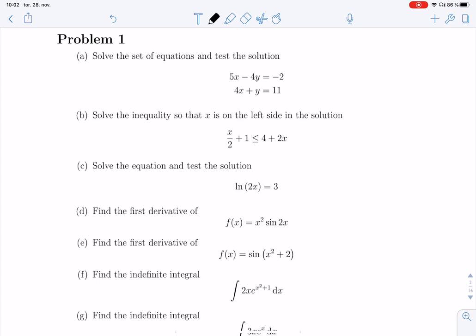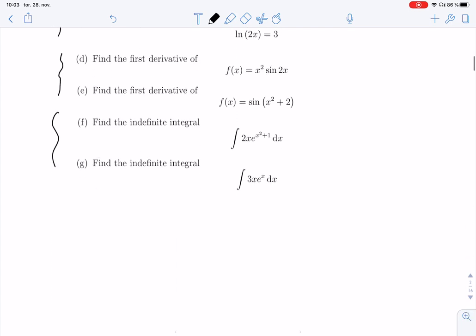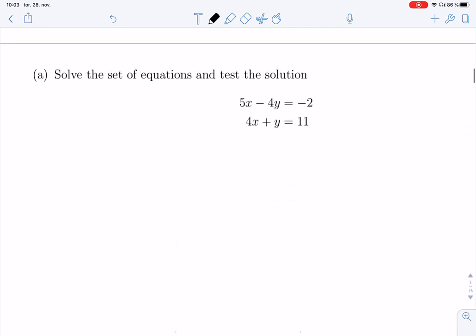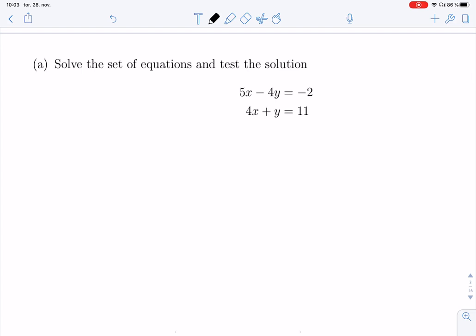We will now solve problem 1 given in the 2016 fall exam. So here we have different types of questions. First we have an equation, an inequality, an equation involving logarithm, a couple of derivatives, and an integral. So let's dive straight into the equation.